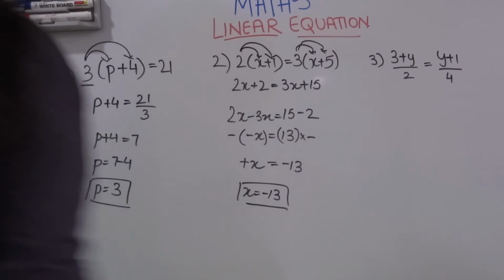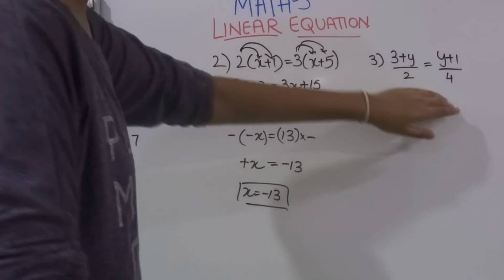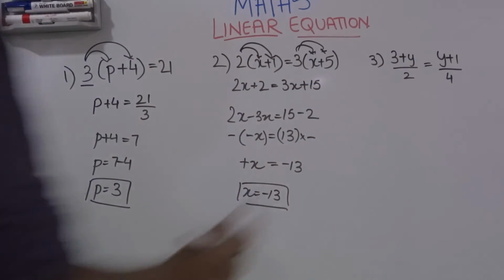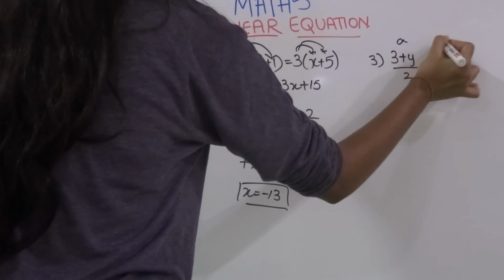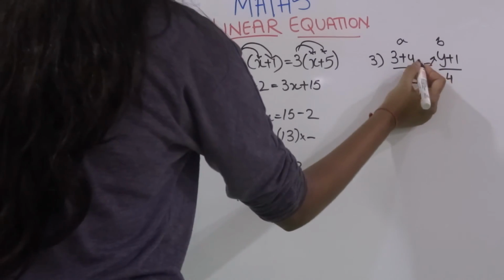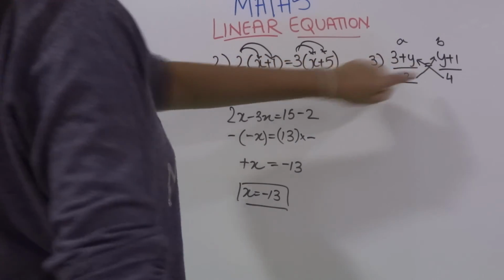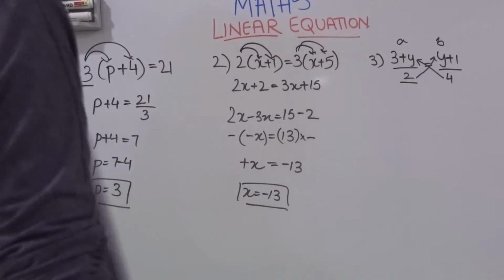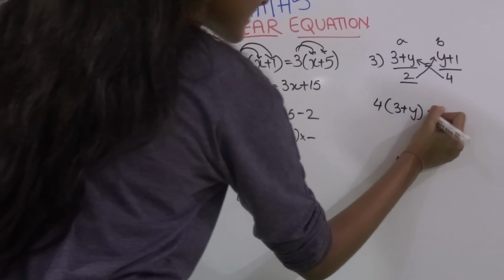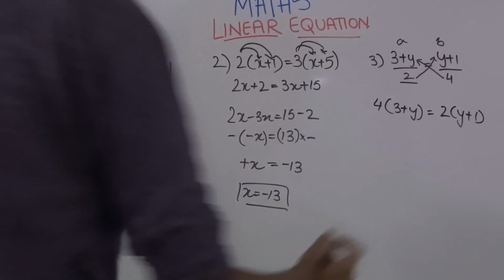The third example is a much more tricky one. And there are denominators. These are fraction variables. Whenever you solve such equations, you remember that you multiply the denominator of A with the numerator of B and the denominator of B with the numerator of A. Now denominator is the one below this line and numerator is the one above this line. So 4 into 3 plus y is equal to 2 into y plus 1. And then you open the brackets and solve the equation.